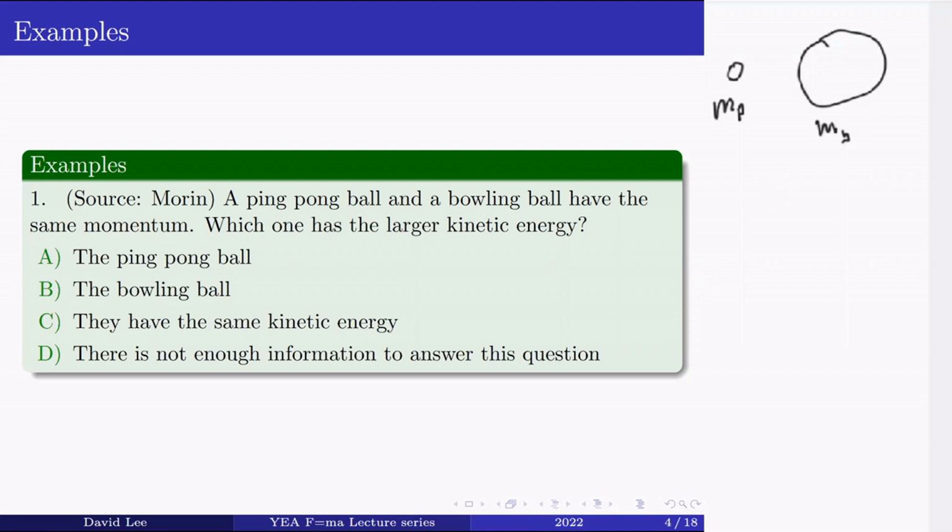Technically, I guess I didn't specify whether it could be 0, but assuming it's not 0, which I probably should have said, what would happen then? So we know that they have the same momentum. So the ping pong ball, let's say it's moving with a velocity vp, and the bowling ball will be moving with a velocity of vb. Okay, so they have the same momentum, which means that mp times vp is equal to mb times vb.